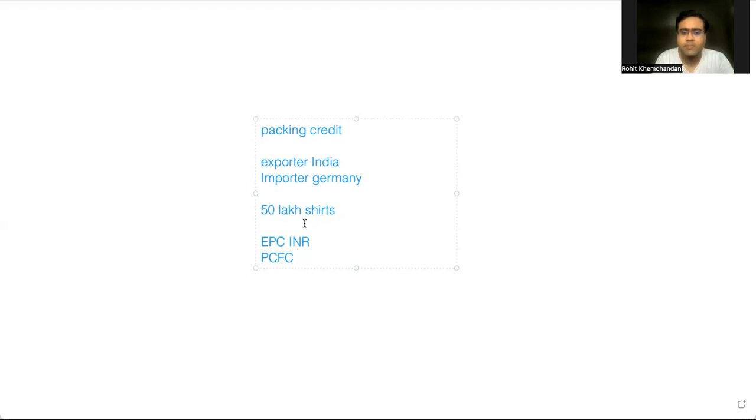So these are the two types of packing credit. One is EPC and one is PCFC. In PCFC, foreign currency is involved on papers, and in EPC the INR is given to the client. And as we see, how it is different from working capital is that it is order specific.